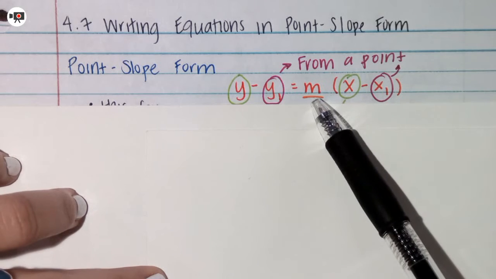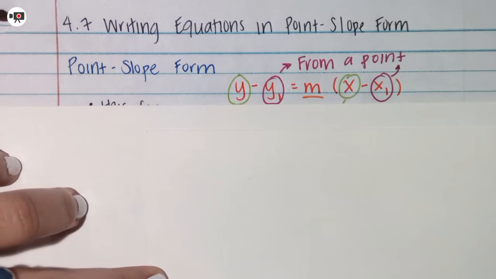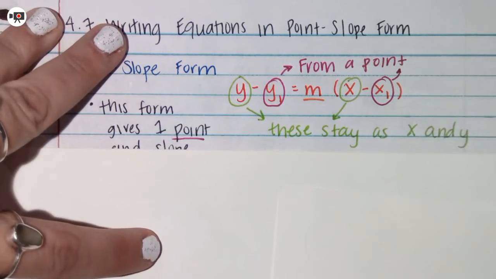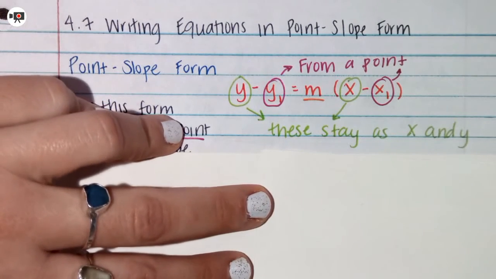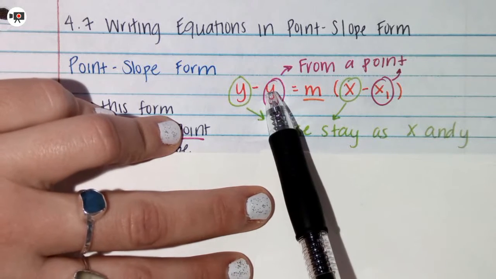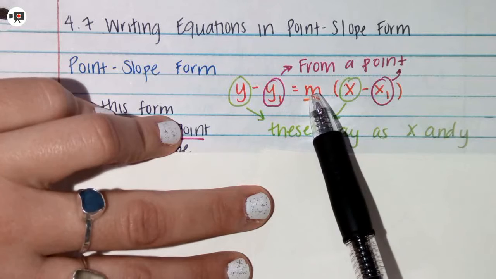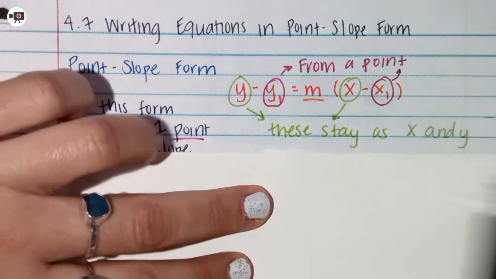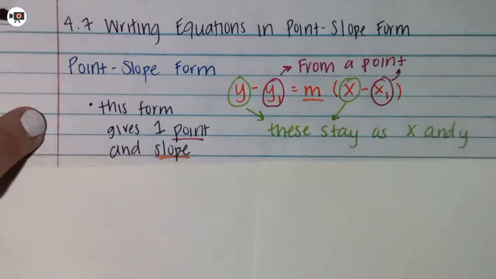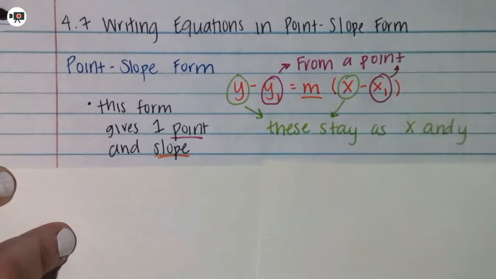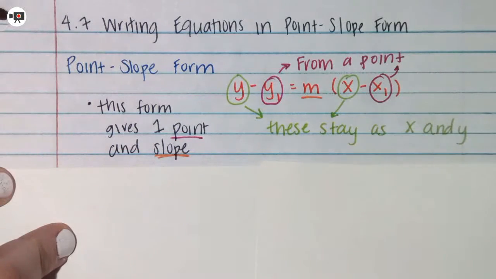And we know m is our slope. But then we have another x and another y, and these are going to stay as x and y. So in your formula, you're going to have y minus a number equals m, which is going to be a number, times x minus another number. So this gives one point and slope. And from there, you can graph it. You can find your point and then count your rise over run for your slope to find your next point.